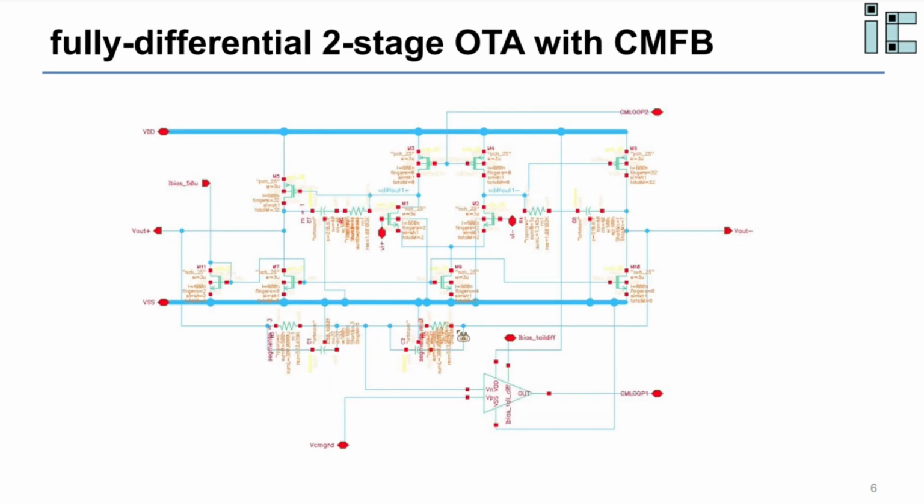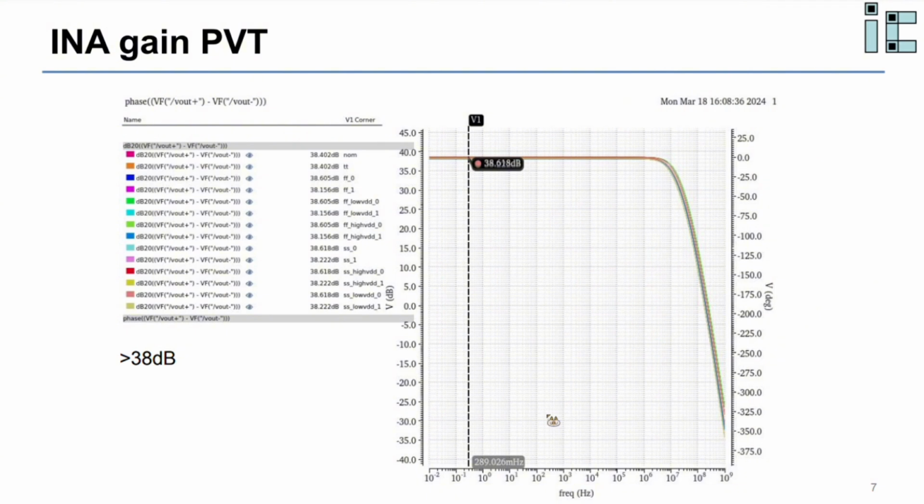The second stage is a fully differential two-stage OTA with common mode feedback. The error amplifier is designed to stabilize the output voltage level. The tests under different corners show the INA closed loop gain reaches 38 dB.